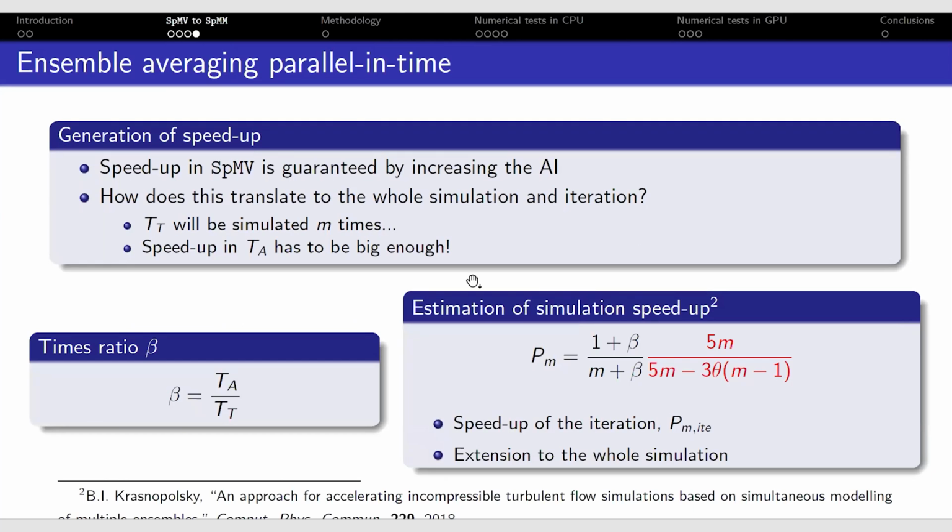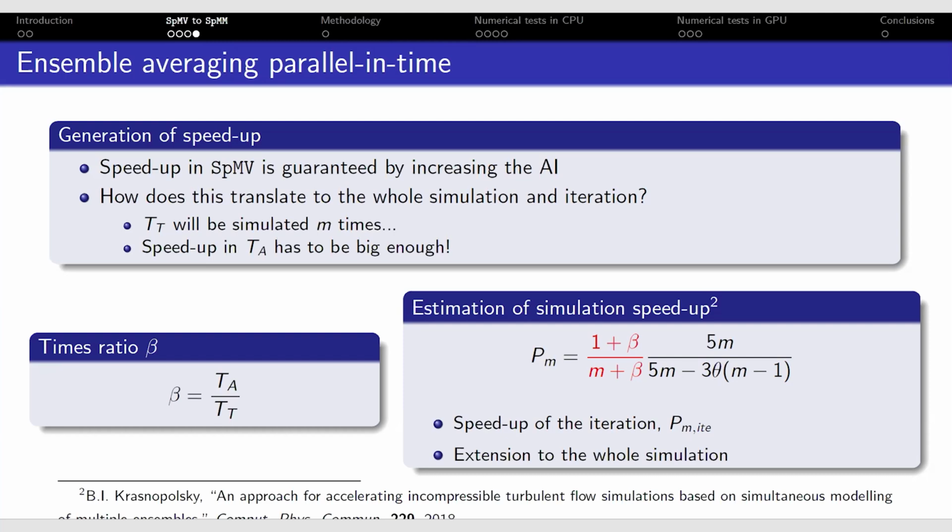This allows us to define what we call the times ratio, the ratio between the averaging time and the transition time. That is a key parameter to estimate the simulation speed up, as in the paper from Krasnopolsky in 2018. What he does is basically an estimation of the iteration speed up, which is now in red, that depends on the number of right-hand sides and the weight of the Poisson solver. Then this is extended to the whole simulation. So this times ratio beta is really important to determine the performance and the behavior of the method.